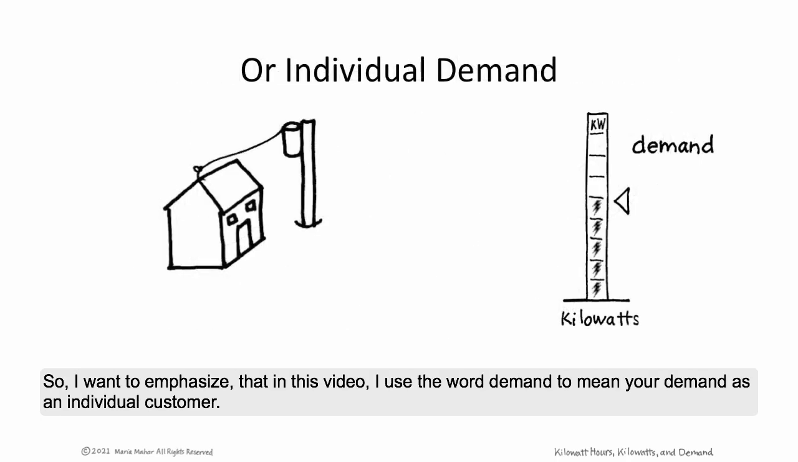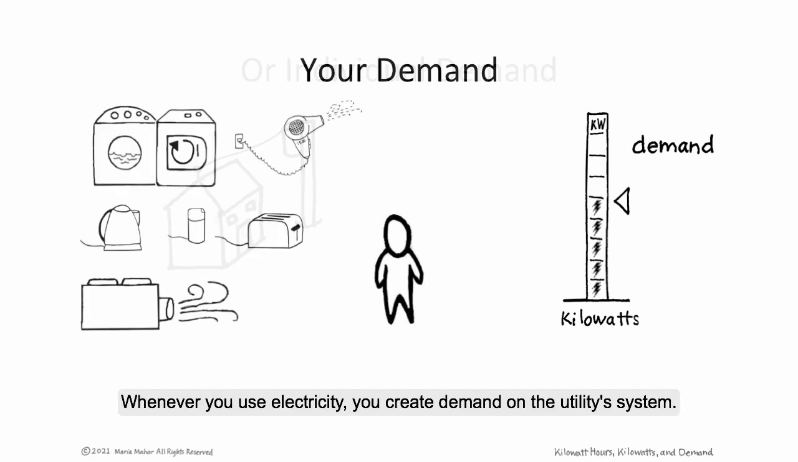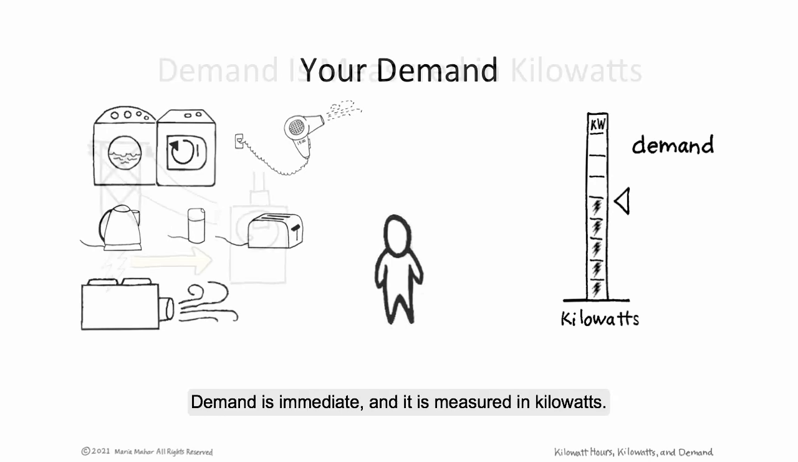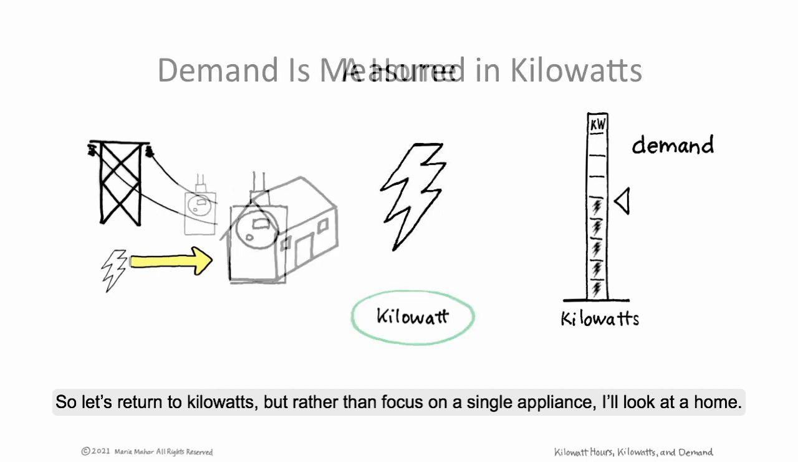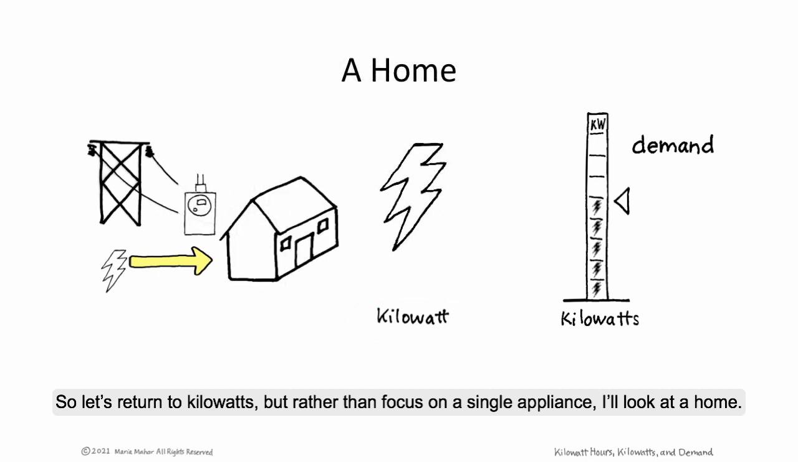So I want to emphasize that in this video, I use the word demand to mean your demand as an individual customer. Whenever you use electricity, you create demand on the utility's system. Demand is immediate and it is measured in kilowatts. Notice there is no hour. Demand is in kilowatts. So let's return to kilowatts, but rather than focus on a single appliance, I'll look at a home.